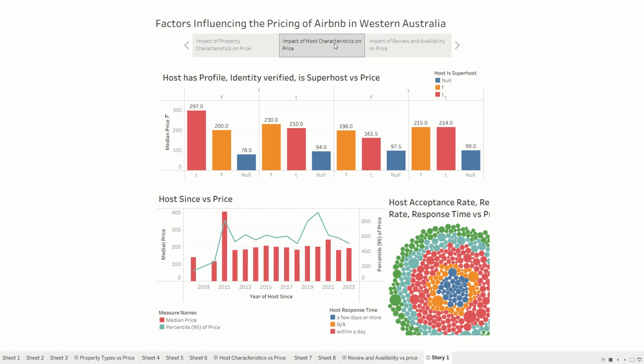Based on this, I give the conclusion. In conclusion, this data story reveals that Airbnb price in Western Australia isn't random. It is shaped by a combination of property scale, hosting professionalism, and guest trust. By leveraging this data insight, Airbnb and hosts can design a smarter, fairer, and more sustainable pricing that benefits both travelers and local communities.